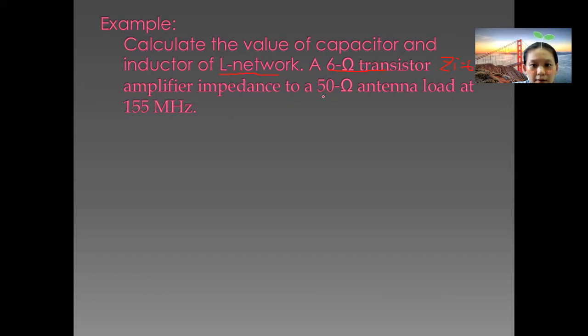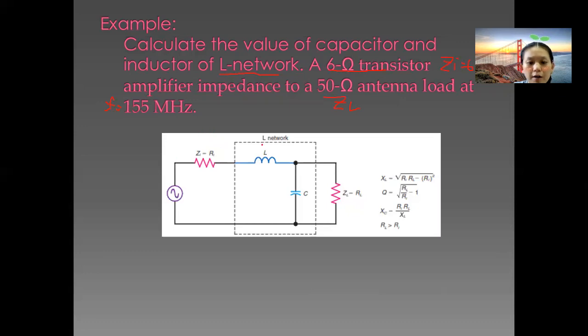So from here, the load ZL is 50 ohm, and the frequency F is equal to 155 megahertz. First step, we have to refer back to our L network. For this case, we know that our ZL is bigger than our ZI, so we have to use type 2 circuits.